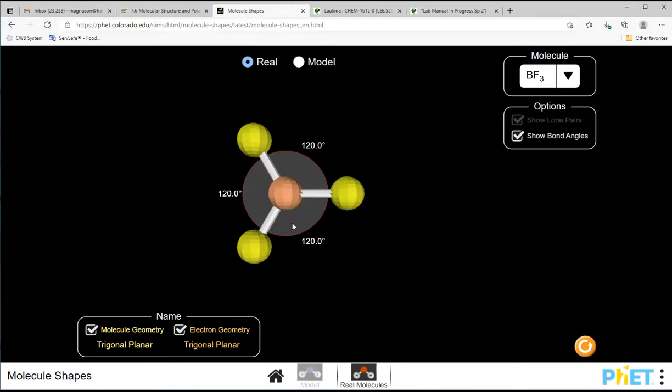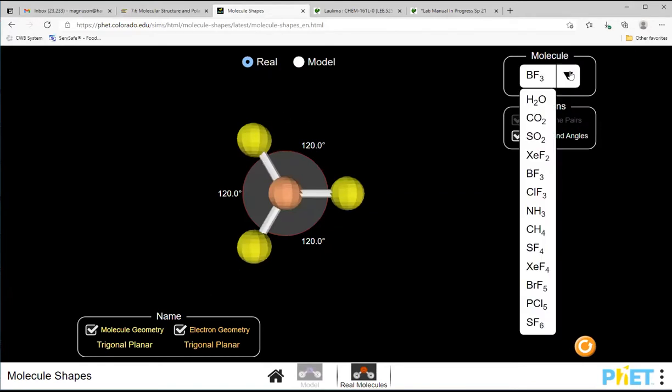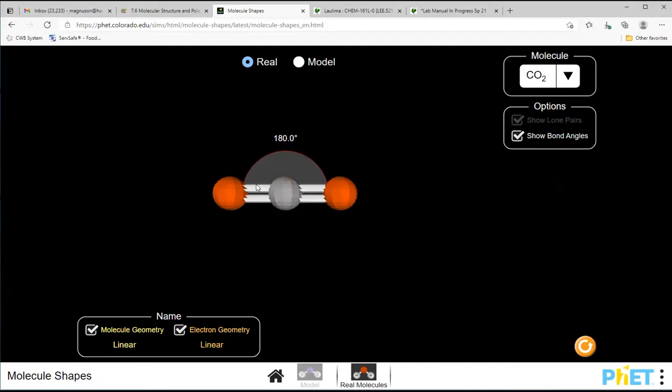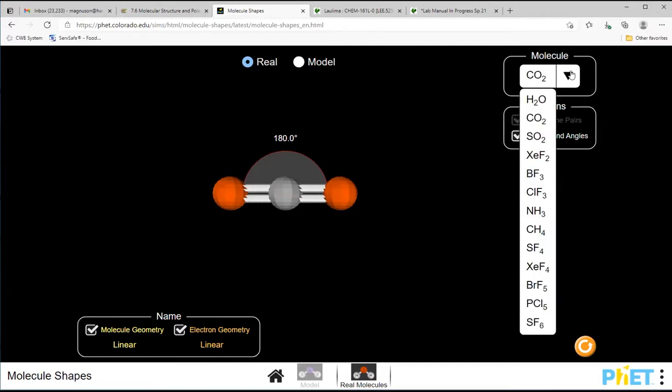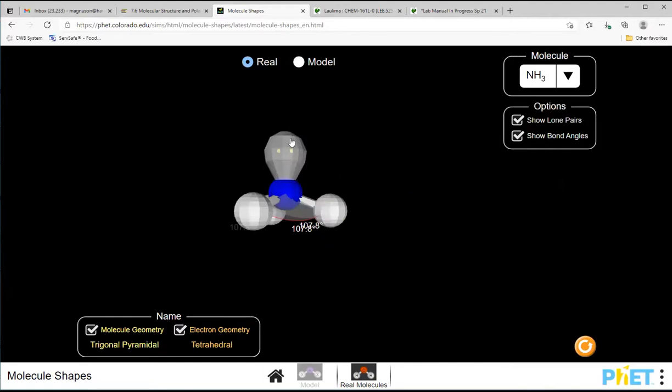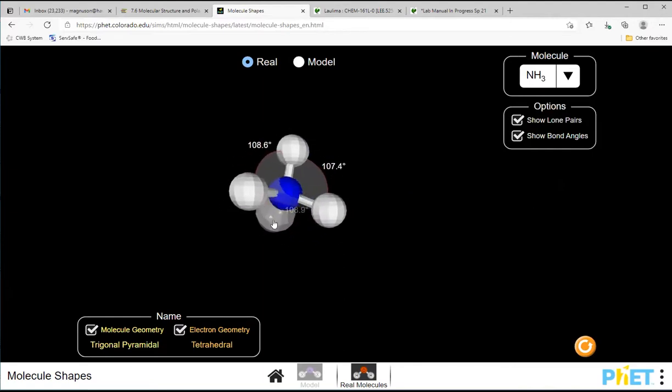So BF3, we did CO2, we did linear. We're making them real. BF3, CO2, ammonia, right? So we did ammonia. Let's flip ammonia around, and you can see the bond angles, right? It's less than 109.5.